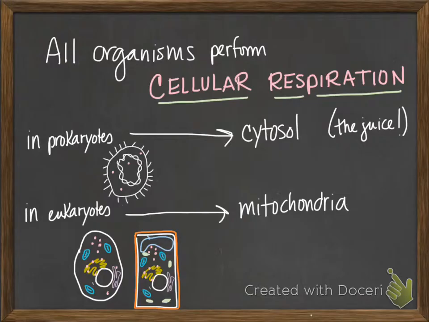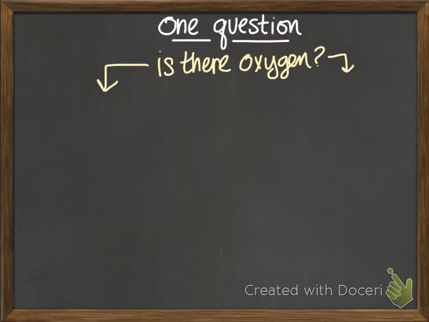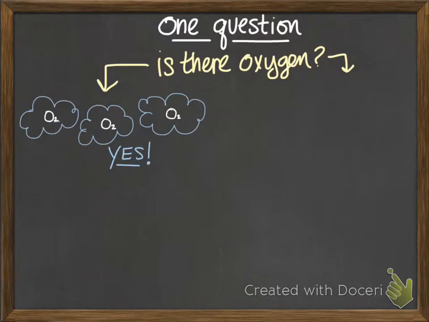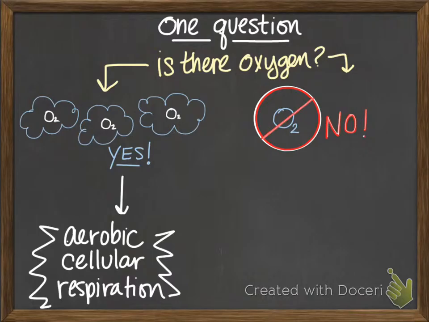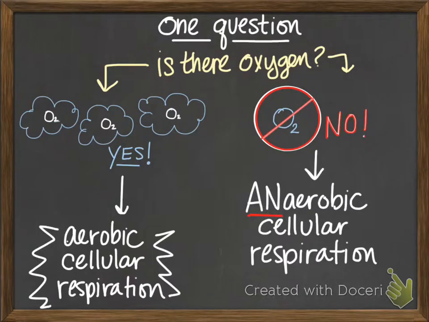While all organisms perform cellular respiration, there are a couple different ways to get the job done. And the first question is always, is there oxygen? If the answer is yes, there is oxygen, then the cell will perform what's called aerobic cellular respiration. Aerobic means with oxygen. If the answer is no, there is no oxygen, then the cell will perform what is called anaerobic cellular respiration. Anaerobic means without oxygen. And anaerobic cellular respiration is also called fermentation.